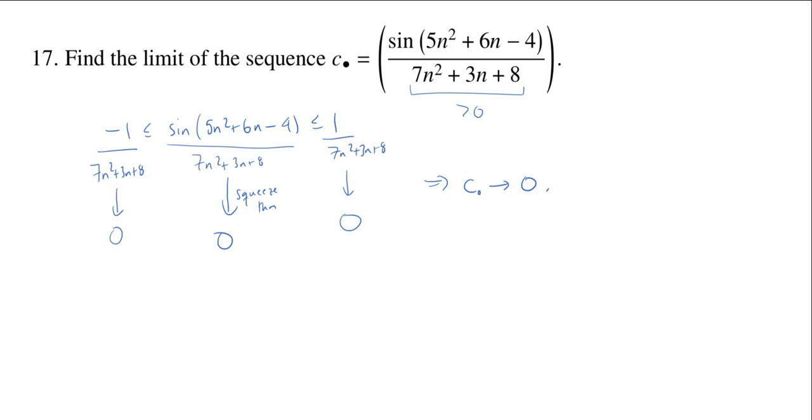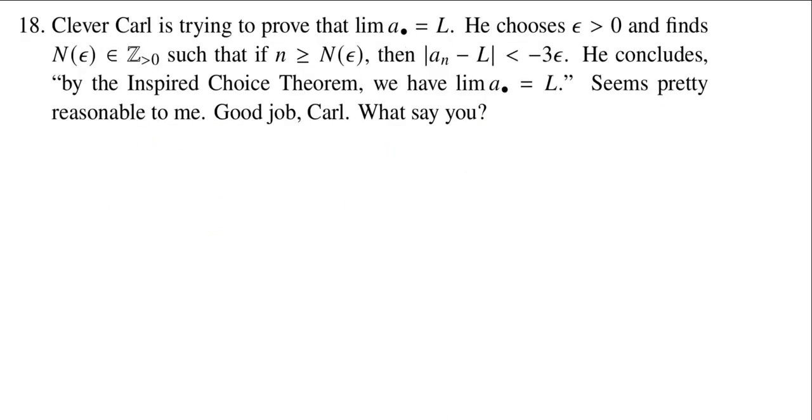Okay, let's move on to problem 18. Here in problem 18, we get a visit from our good friend, Clever Carl, who's trying to prove that the limit of a sequence A is equal to L. So he chooses an epsilon greater than 0. Hey, that's a good start, Carl. And he finds an N of epsilon, a positive integer, such that if n is at least N of epsilon, then the difference between the nth term of the sequence A and L is less than negative 3 times epsilon. Okay, that's kind of weird, but what happens? He concludes by the inspired choice theorem, we have the limit of A dot is equal to L.